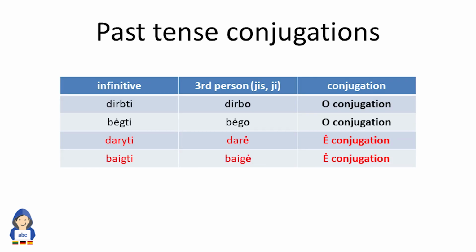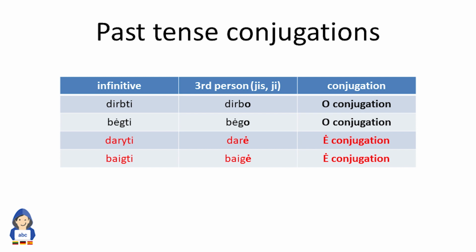So first of all, past tense has only two conjugations, and you can see in the table, for example, dirbti is the infinitive form of a verb, and the third person past tense, jis, ji, he and she, has the form dirbo. So the last letter is o, and the conjugation is called the o conjugation. The same goes for the word bėgti, bėgo. Another conjugation has the ending e in the third person past tense. For example, daryti, darė, baigti, baigė.